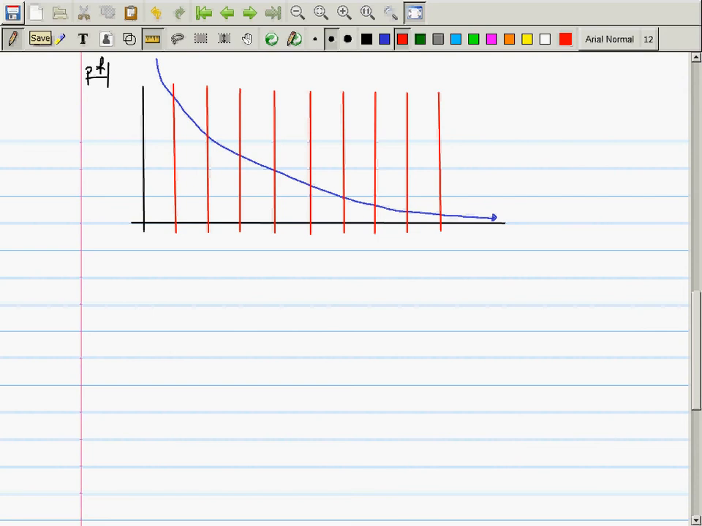A sum of infinitely many infinitesimal rectangles, right? So we said, okay, we're going to chop up the area into rectangles. Then we're going to let the number of rectangles become infinite, and the width of the widest rectangle is going to go to zero, and so on.